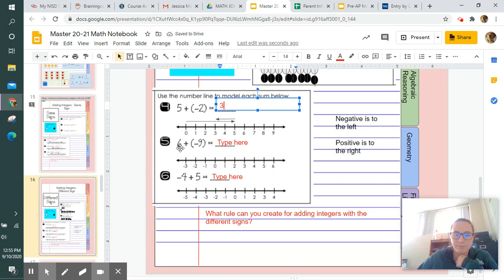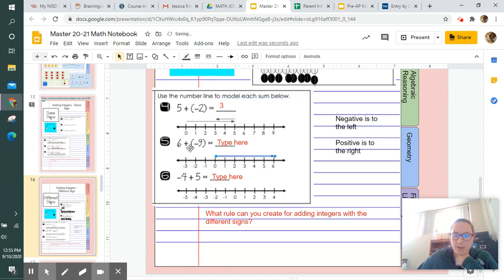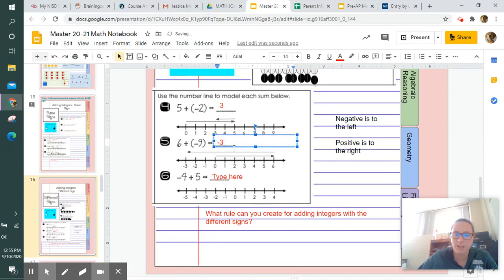Okay, so we're going to try this again. So we have 6, so we're going to add an arrow. We're going to go from 0 to 6. Okay, then we have plus negative 9. So if you look over here, negative says to the left. So we're going to make our arrow. We're going to start at 6 because that's where our arrow left off, and we're going to go 9 spaces to the left. So 1, 2, 3, 4, 5, 6, 7, 8, 9, all the way down here. And our arrow ended up at what number? Our arrow ended up at negative 3. So that's my answer, negative 3. Okay.